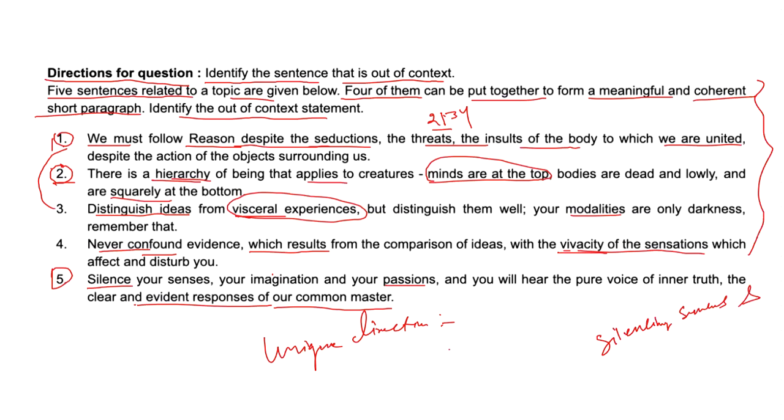Therefore, it can also be called different. Statement 5 also introduces the concept of a common master, which is not discussed in the other statements. This concept adds a spiritual or metaphysical dimension that is not present in the rest. Overall, statement 5 introduces a different focus and direction by emphasizing the silencing of senses and passions and introducing the idea of a common master, making it stand out from the other statements in the context of the topic. So on the basis of these reasons, we can consider 2, 1, 3, 4 to be the sequence, and 5 will be the odd one out.